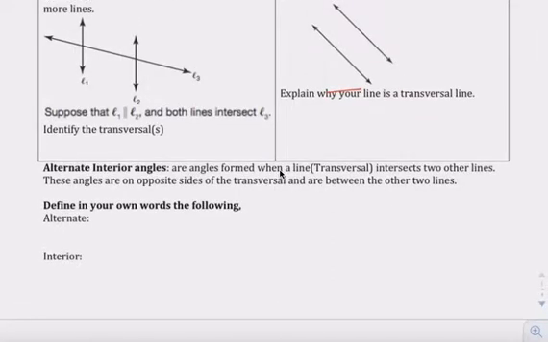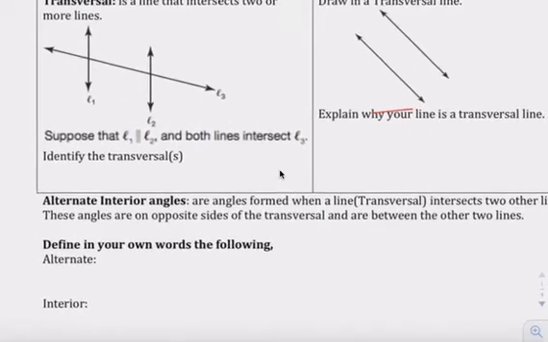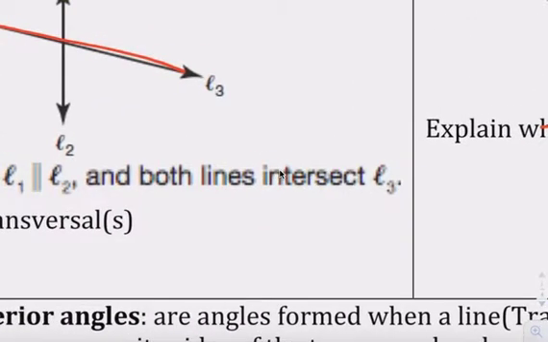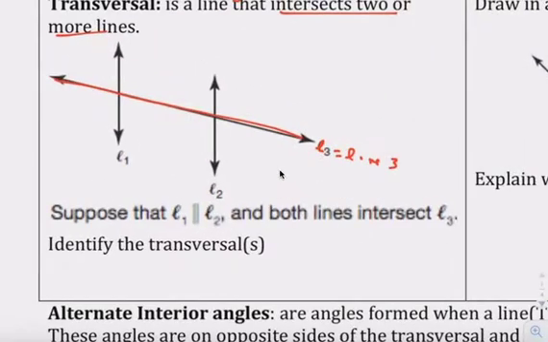You're learning a transversal line is a line that intersects 2 or more lines. So line 3, this is L3, means line 3. That's the third line, is called a transversal line because it intersects 2 or more lines. It intersects line 1 and line 2. Therefore, it's called a transversal line.